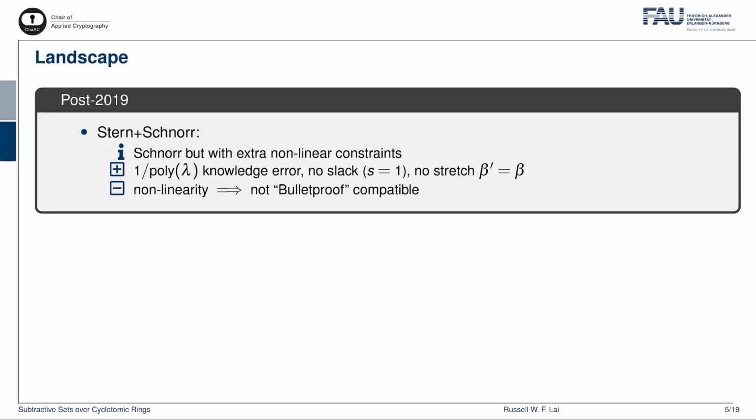After the year 2019, there was an effort in combining the best of both the Stern and Schnorr worlds by introducing extra nonlinear constraints to the Schnorr-like systems. Like the Schnorr-like systems, these new systems can achieve inverse polynomial knowledge error, and like the Stern-like systems, they can prove the SIS relation without slack and stretch. However, due to the extra nonlinear constraints, these new systems are no longer compatible with the bulletproof folding technique, and therefore it is unclear how to produce logarithmic size proofs from them.